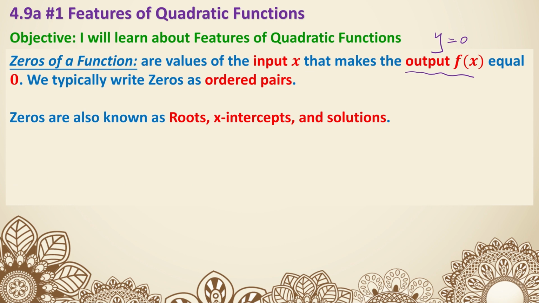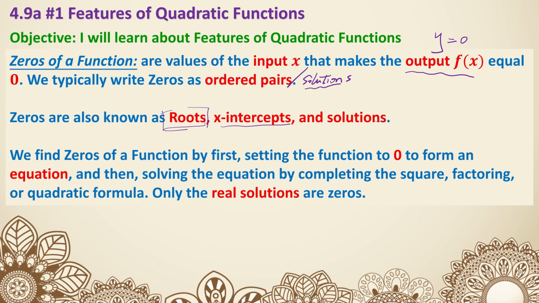And we typically write zeros as ordered pairs, but in a lot of different situations or questions, you may also see them just written as solutions, where the solutions are separated. That's also acceptable. And when we take the square root to solve, the zeros could actually appear as roots. And on the graph, it's x-intercepts. If it's an equation, it appears to be the solutions.